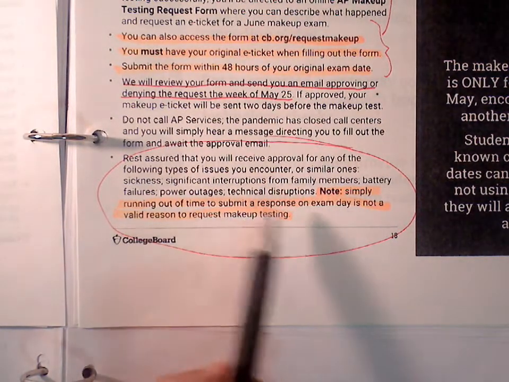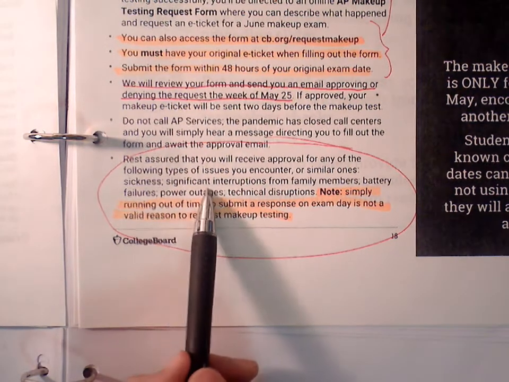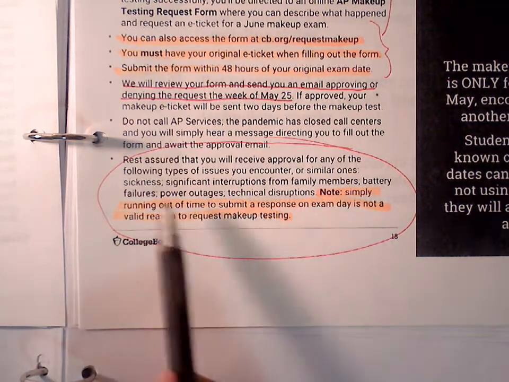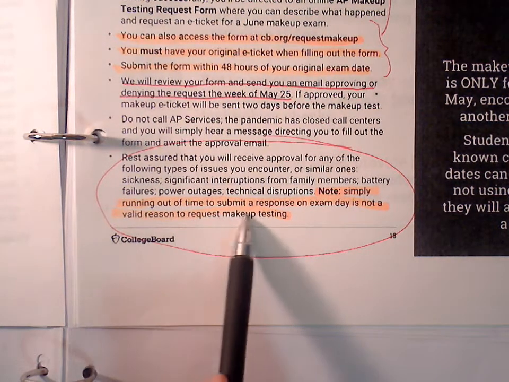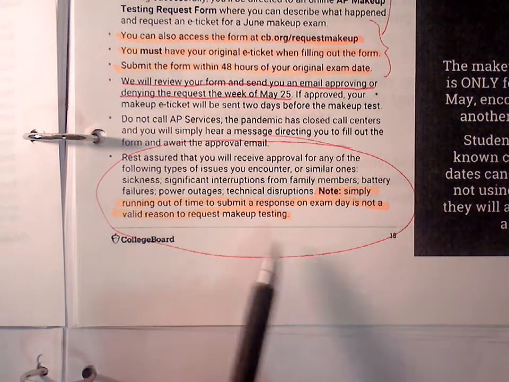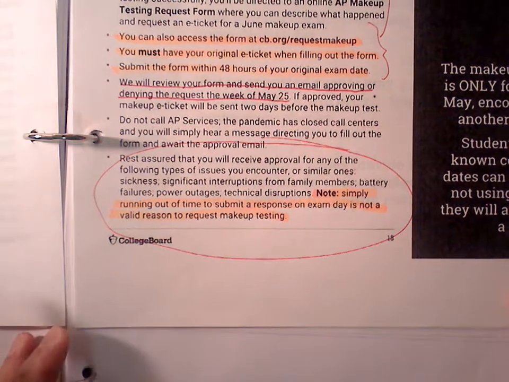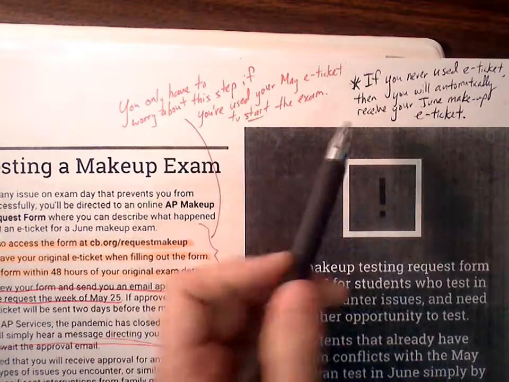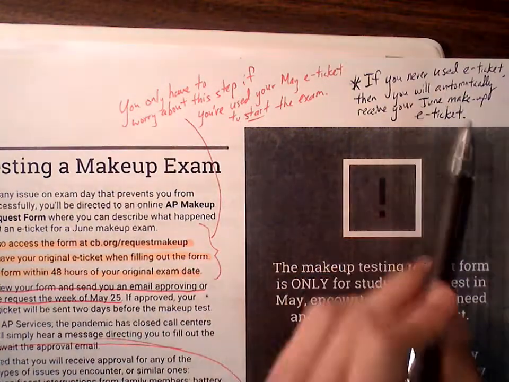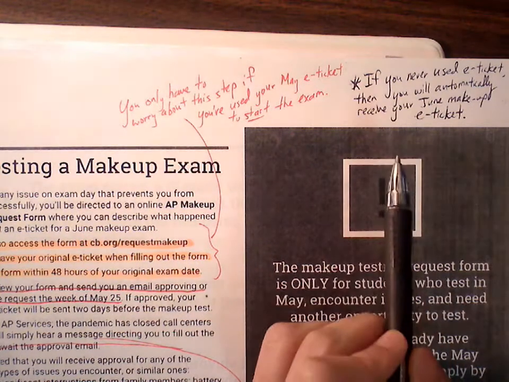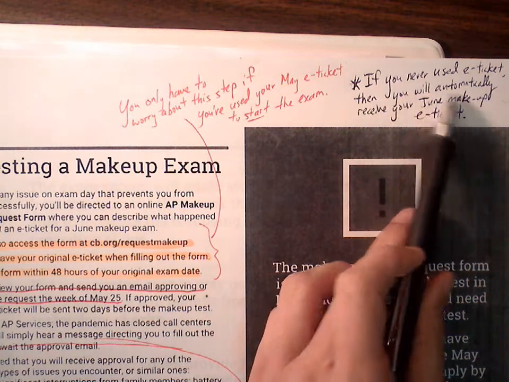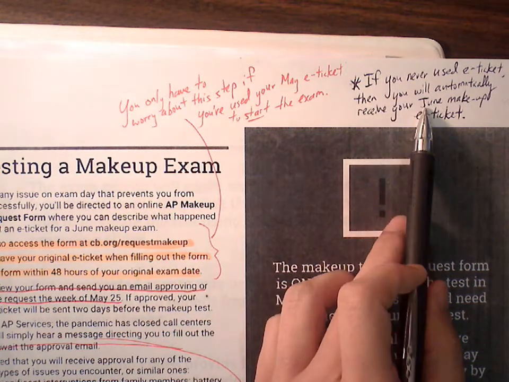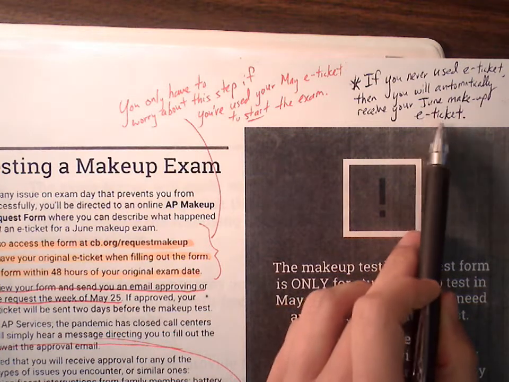It says, rest assured that you will receive approval for any of the following types of issues you encounter: sickness, significant interruptions, battery failure, power outage, technical disruptions. Simply running out of time to submit a response on exam day is not a valid reason to request makeup testing. And again, I know I've repeated this multiple times: if you never use the e-ticket, that means if you never log in to that Tuesday e-ticket, then no need to worry. You will receive your e-ticket for your June makeup exam.